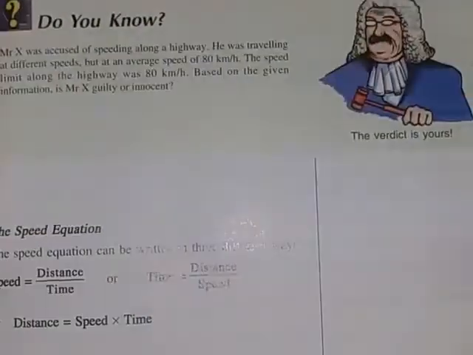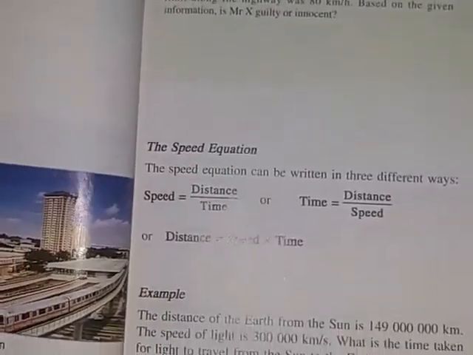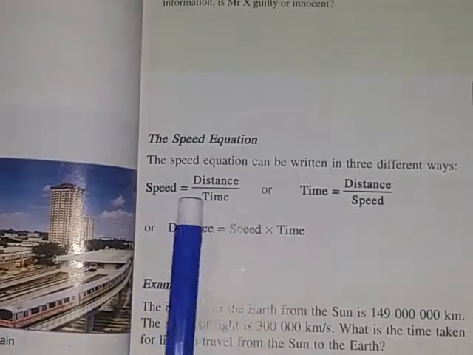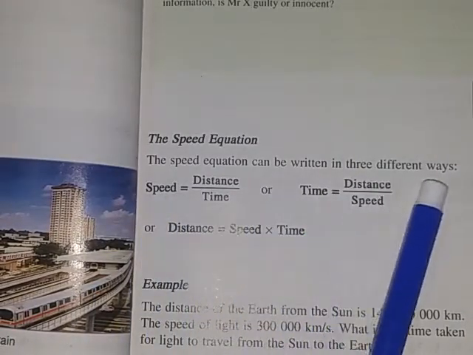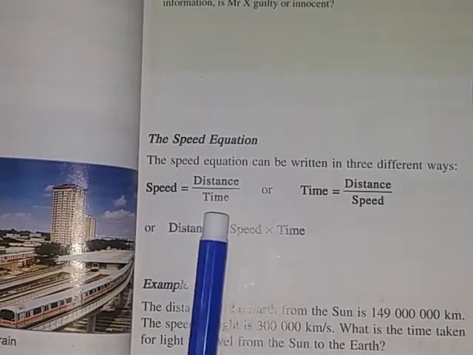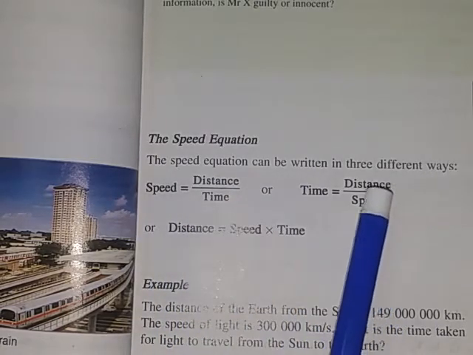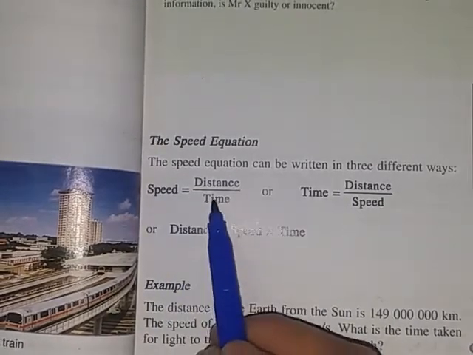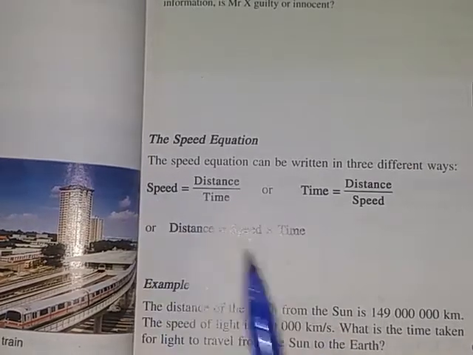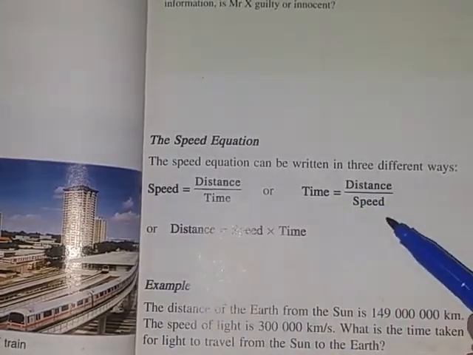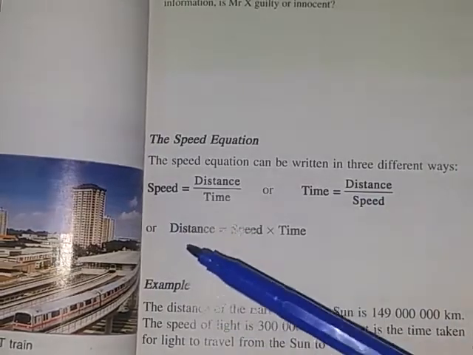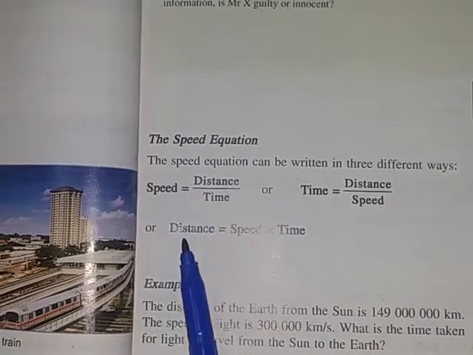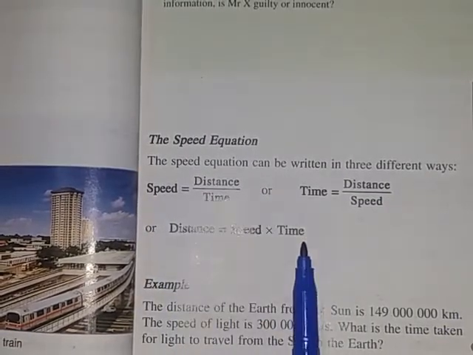Now students, turn the page. Here is the speed equation. The speed equation can be written in three ways. Speed is equal to distance divided by time, or time is equal to distance divided by speed. Here the speed comes on this side and distance goes on the other side, then the formula becomes time is equal to distance divided by speed. Or distance is equal to, by taking time over here, the formula becomes distance is equal to speed multiplied by time.